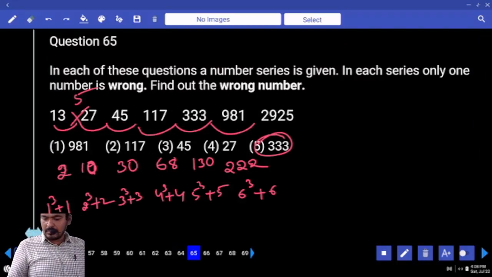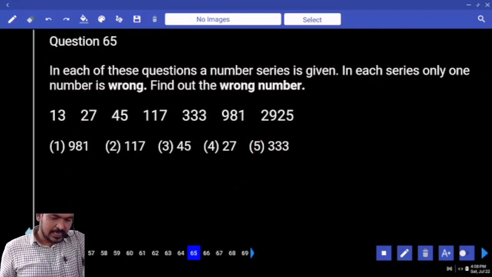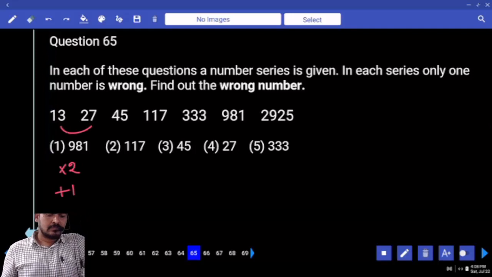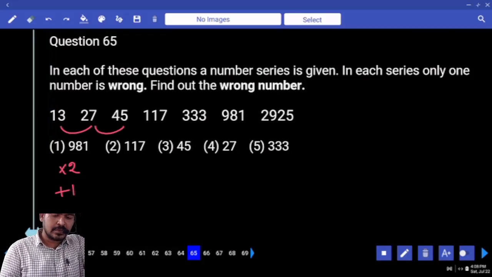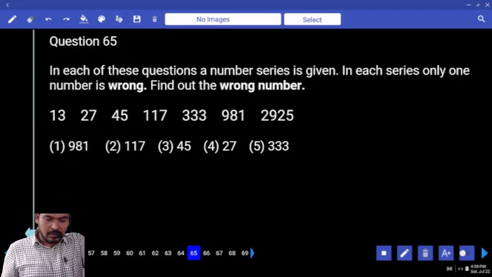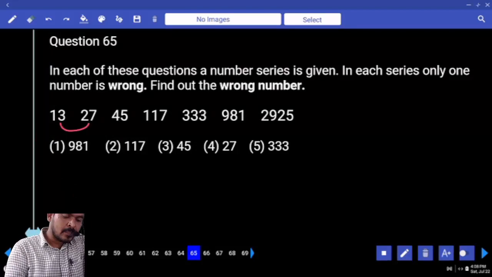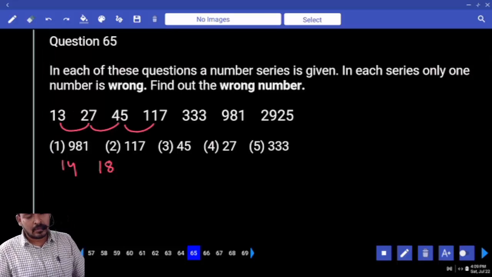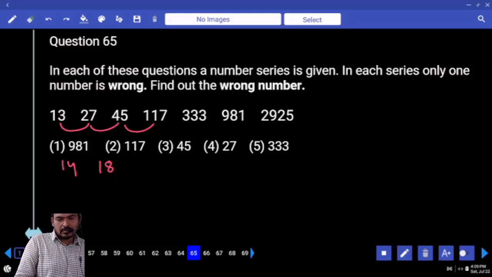Next 65. 13, 27, 45: into 2 plus 1. Into 2 plus 1, 27 becomes 45. Into 2 possible? No. What is the first one difference? 14. Next one difference? 18. Next one difference? 72.